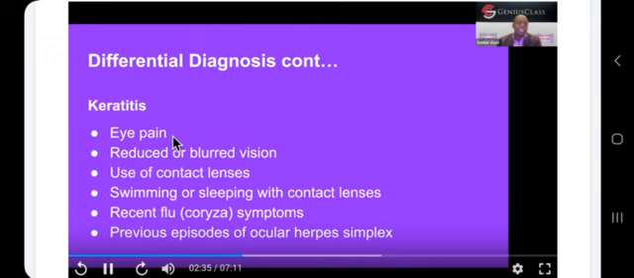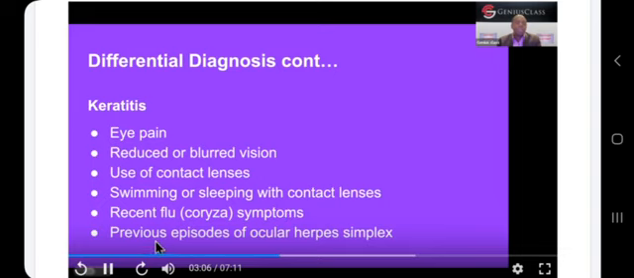Keratitis, bacterial keratitis, will cause eye pains. It can be bilateral, and there will be blurring of vision. Now, the risk factors include, of course, use of contact lenses, especially sleeping with contact lenses or swimming with contact lenses. So this particular patient noticed that the eye pains, the discharge, the symptoms started after she slept with contact lenses. That may suggest more of a bacterial keratitis rather than viral.